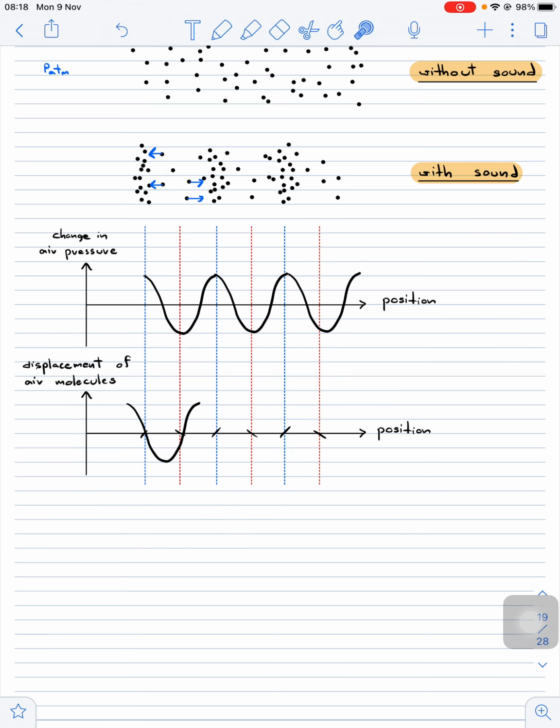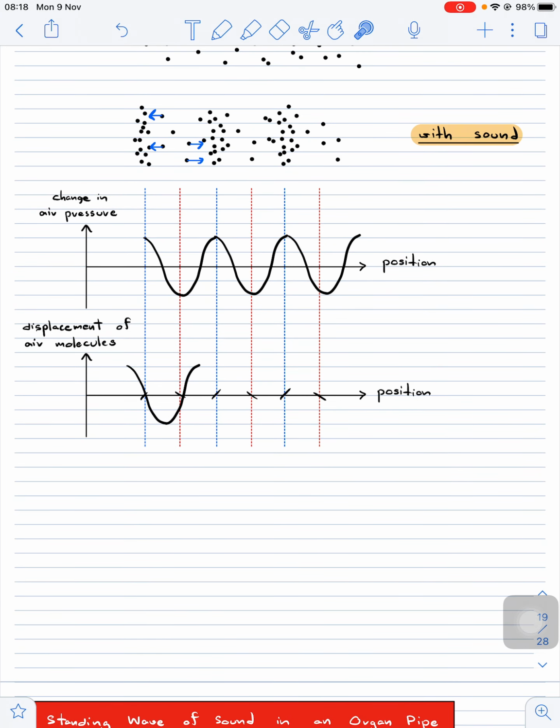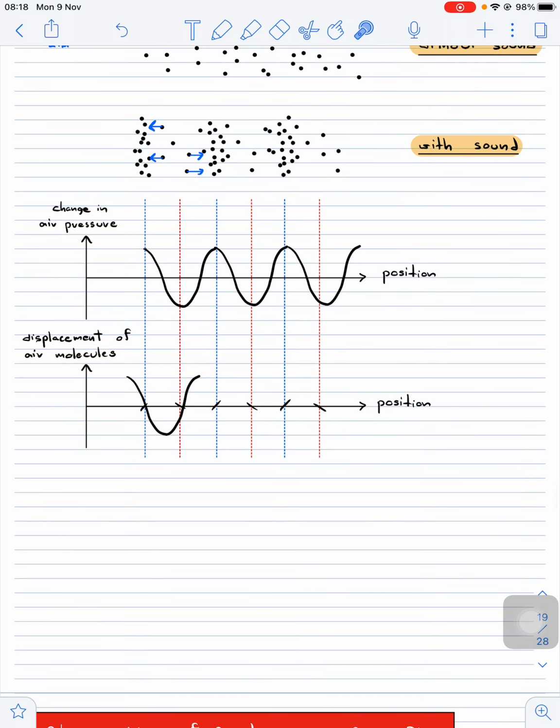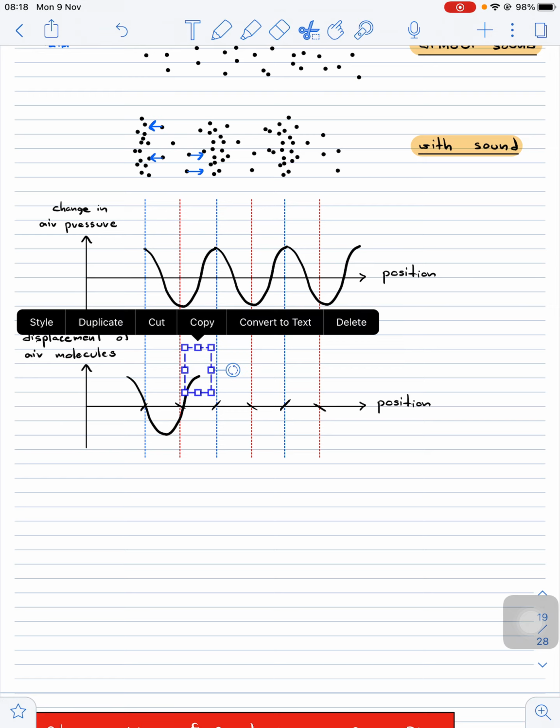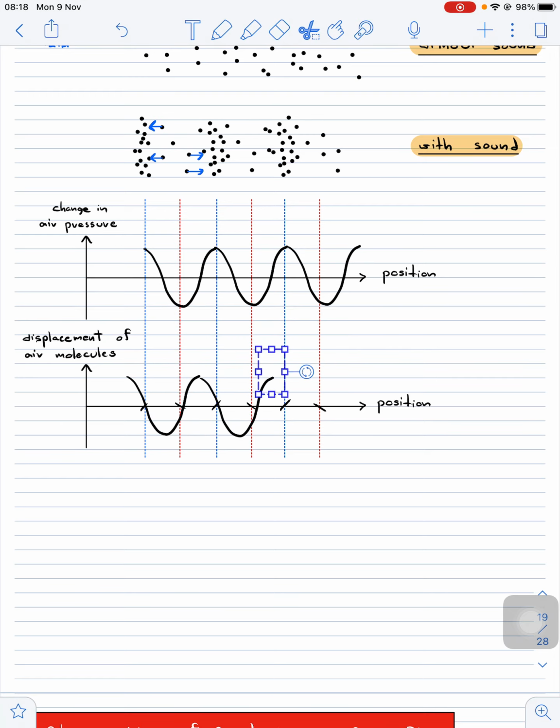Yep, cut off here. Because here the displacement equals 0, and then this molecule in this part moved to the left hand side, so the displacement must be negative. And now the molecule on this part is going to move to the right hand side, so that's why the displacement must be positive, and so on.